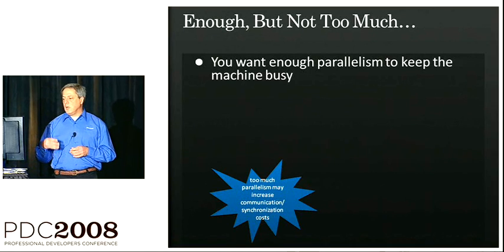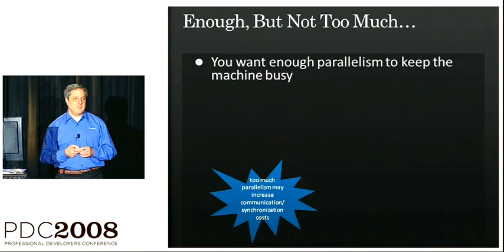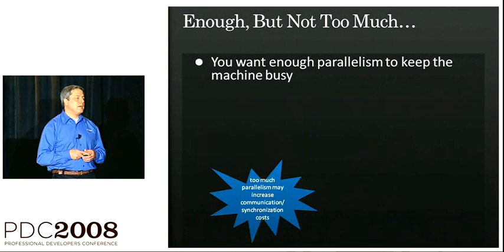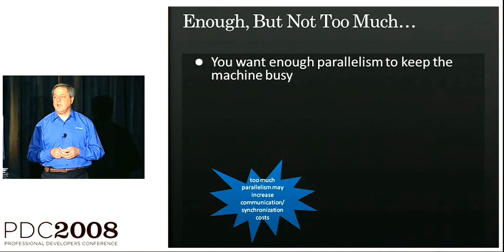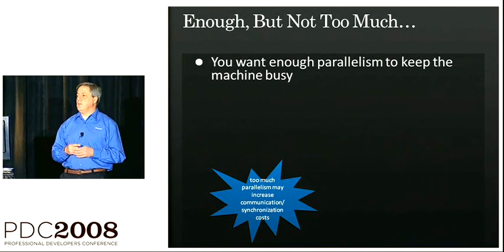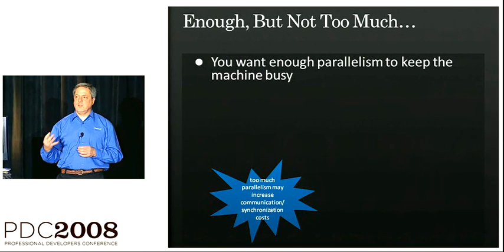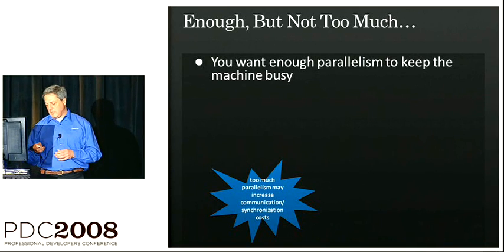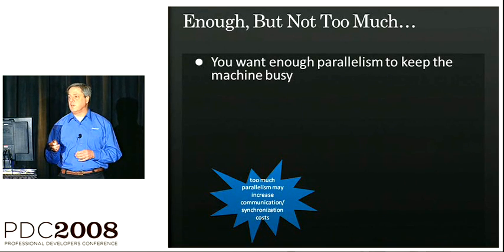Okay, so too much parallelism may increase communication and synchronization costs, right? I may just create big bottlenecks as processes spin, waiting for the resources or waiting for their turn. They're consuming resources, they're consuming bandwidth, they're consuming instructions. So things are just getting clogged up and performance is degrading because of that. Increasing overheads.